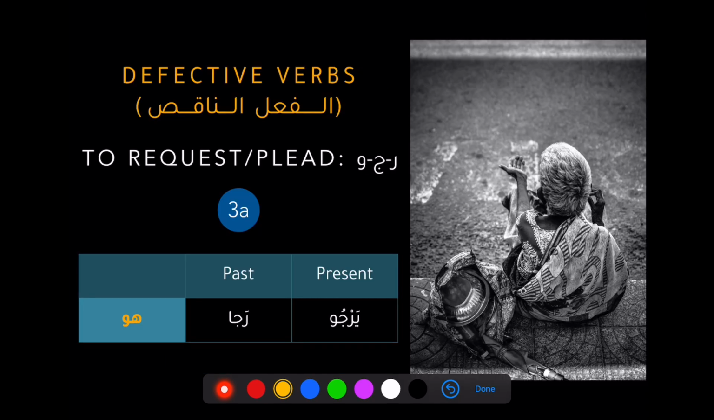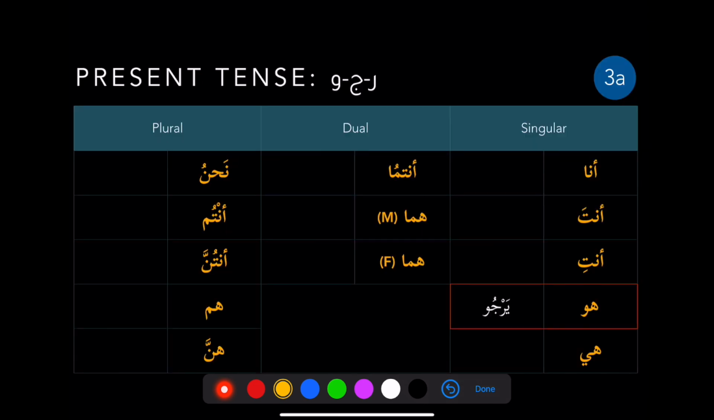Next, we're going to move on to defective verbs. These are verbs where the last radical is a waw or a ya. We'll start with the root ra-ja-waw, which corresponds to the verb raja yarju, meaning to request or plead. We start by looking up the root ra-ja-waw in the dictionary like we have in the past, and this gives us the huwa conjugation yarju. From here, we can derive the other conjugations starting with ana arju.